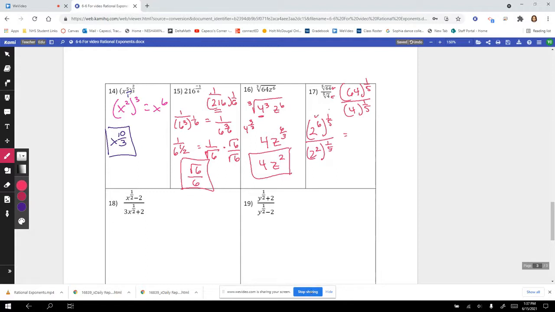Remember, a power by a power, we're going to multiply. So that gives me 2 to the 6/5 power, and then 2 to the 2/5 power. Now, my bases are the same, right? So remember, when the bases are the same, you just subtract the exponents. So we're going to do the same thing there. So this just gives me a final answer of 2 to the 4/5.